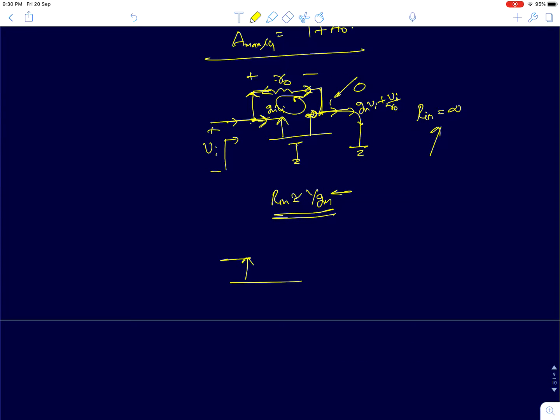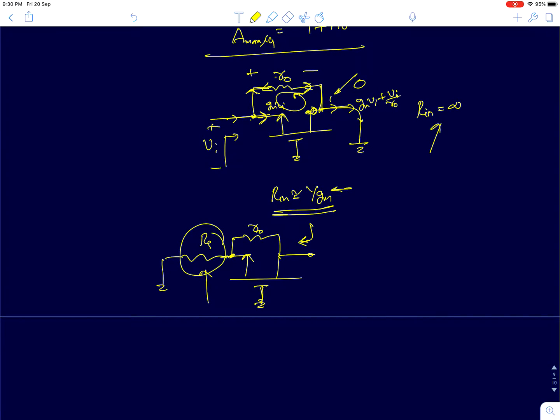Similarly, if you are asked to find the output resistance with your finite source resistance, and you are looking at this terminal, this is like a cascode amplifier, or you can see that as a degenerated common source. Now we are looking into the drain. The resistance RS gets multiplied by gm R0, so approximately your Rout will be gm R0 times RS.